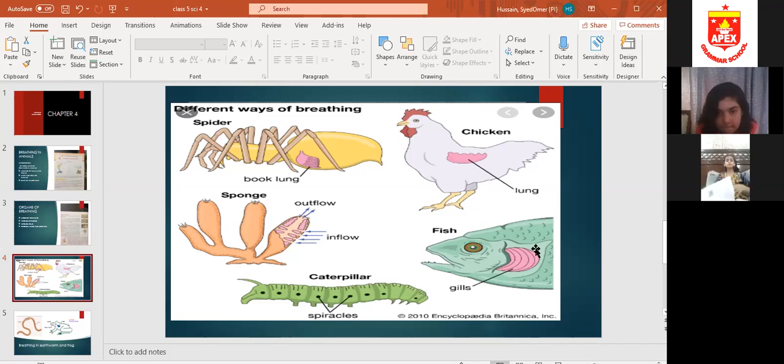So when oxygen enters through the mouth, it is absorbed by the blood vessels present in the gills, and carbon dioxide is given out. In this way, fishes breathe through their gills, because gills have blood vessels, and oxygen is absorbed by these blood vessels and carbon dioxide is given out.